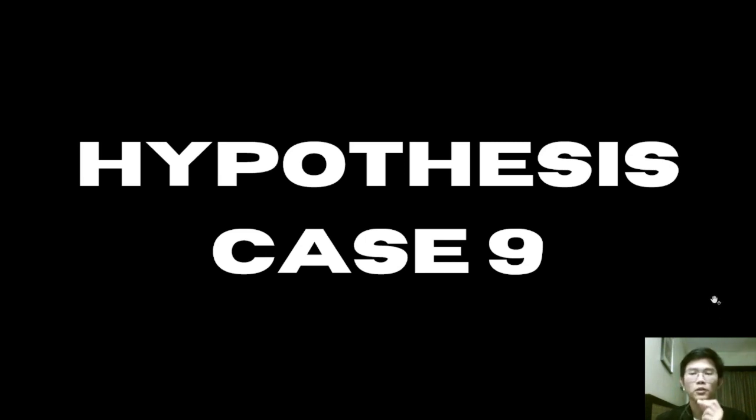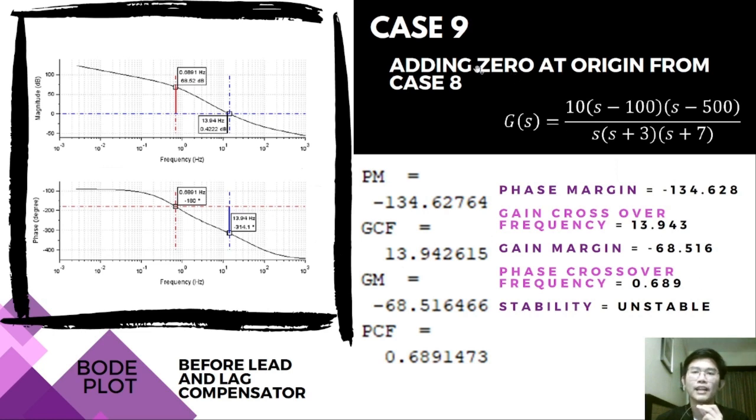What we do is, from case 8, we add a 0 at the origin, and therefore we have this function. Initially, in case 8, we have s plus 2 multiplied by s plus 3 multiplied by s plus 7. But for case 9, we remove the 2 and there is a 0 at the origin. After running Scilab, we found that the phase margin, gain crossover frequency, gain margin, and phase crossover frequency are almost the same as case 8.